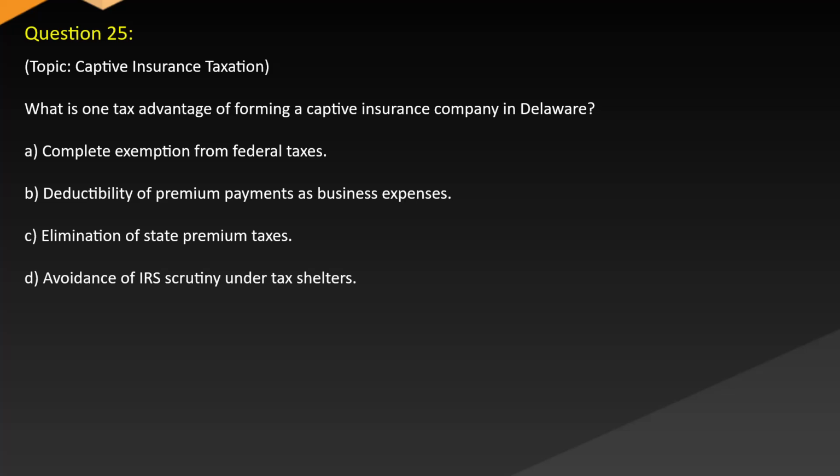Question 25. Topic: Captive insurance taxation. What is one tax advantage of forming a captive insurance company in Delaware? A, complete exemption from federal taxes. B, deductibility of premium payments as business expenses. C, elimination of state premium taxes. D, avoidance of IRS scrutiny under tax shelters.